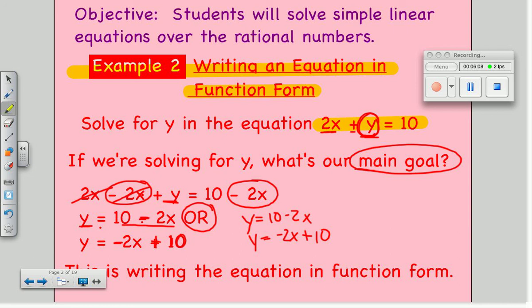And that is writing an equation in function form. So anytime it tells you to write the equation in function form, it means they want the y by itself. Y equals. That's your main clue that it's function form. Okay, if y is by itself on the equal sign, that's function form. Okay?